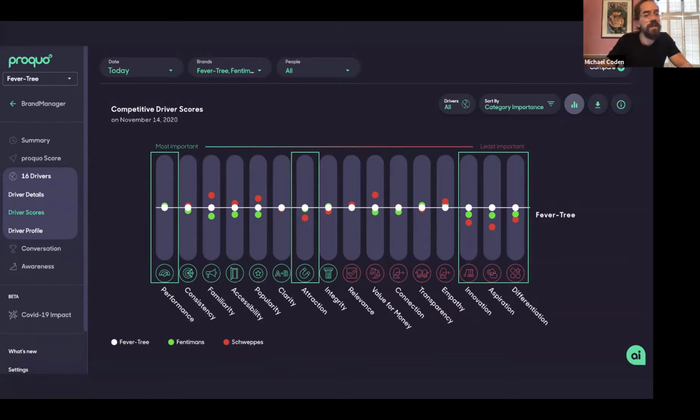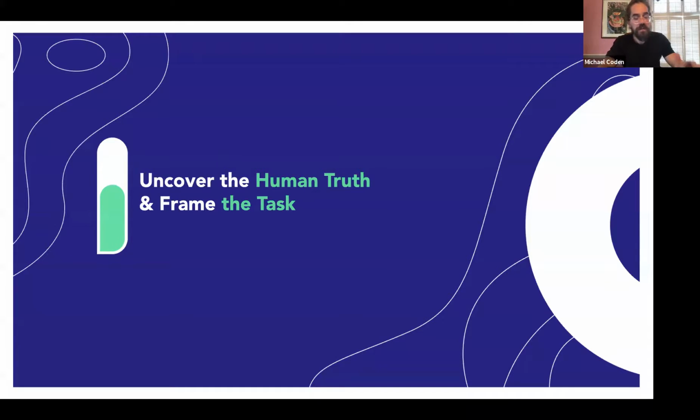So they're doing what's most important in the category, which is a great taste, quite well, but their disruption opportunity to really chip away and carve out their own space and maybe even steal share from Schweppes comes in their aspiration, their differentiation, and their innovation. So let's see how they could use that insight, that level of detail to their advantage. Saoirse, I'll pass it back to you to talk through the human truth and framing the task. Certainly.